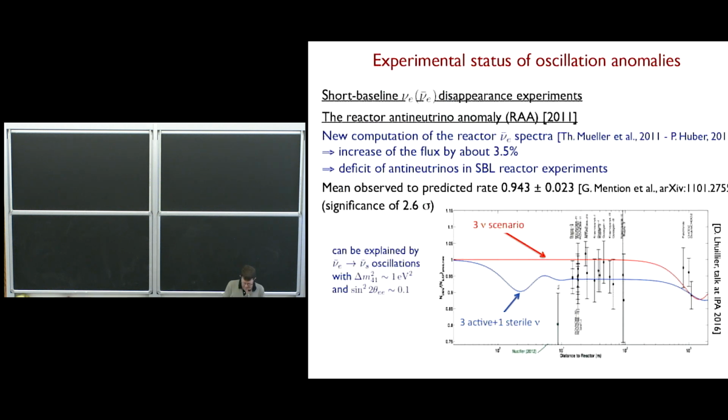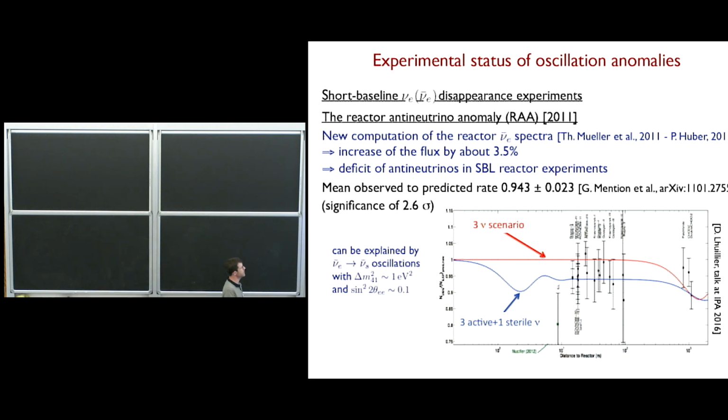Now, the status of the anomalies. This has been covered by Gabriela, so I will just refresh your mind and not go into the details. There was a reactor anomaly due to a re-evaluation in 2011 of the predicted neutrino flux from reactors, and it was found to be larger than previously thought. The conclusion was that in short baseline reactor neutrino experiments, we have seen a deficit. And then how do we explain this deficit?